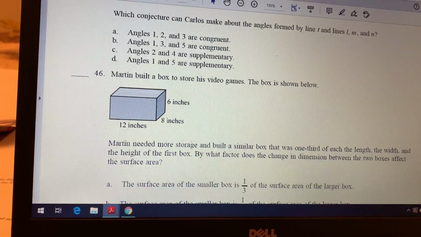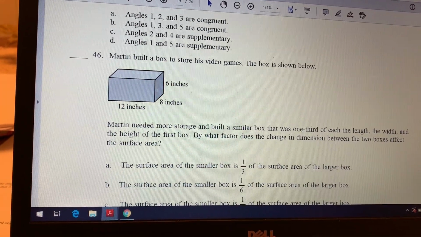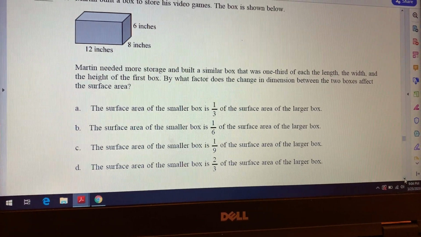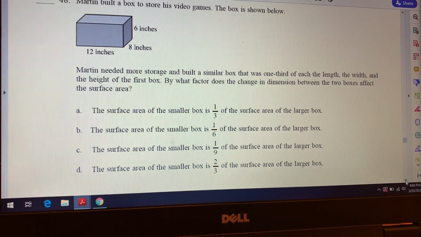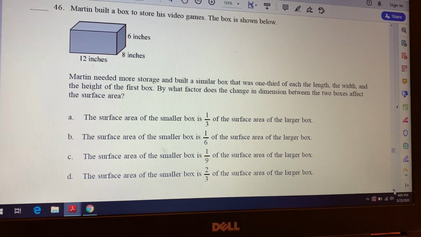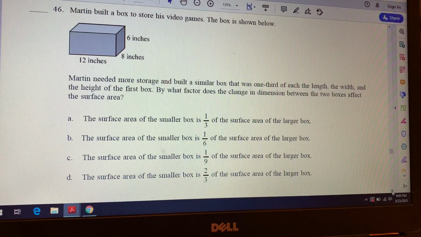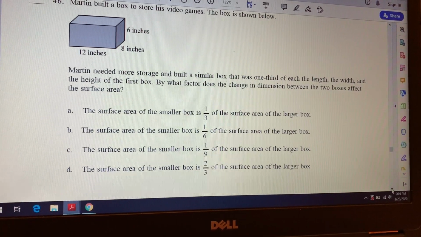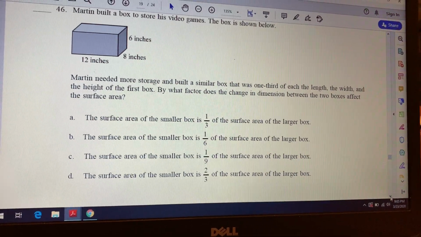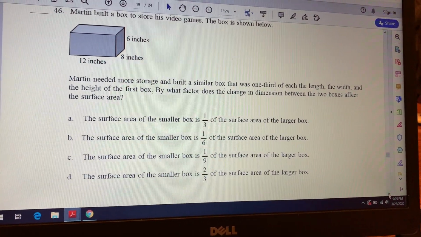All right, 46. Martin built a box to store his video games. The box is shown below. Martin needed more storage and built a similar box with 1/3 each of the length, the width, and height of the first box. By which factor does the change in dimension between the 2 boxes affect the surface area? So again, we've talked about this. Each side is getting reduced by 1/3 of the length.